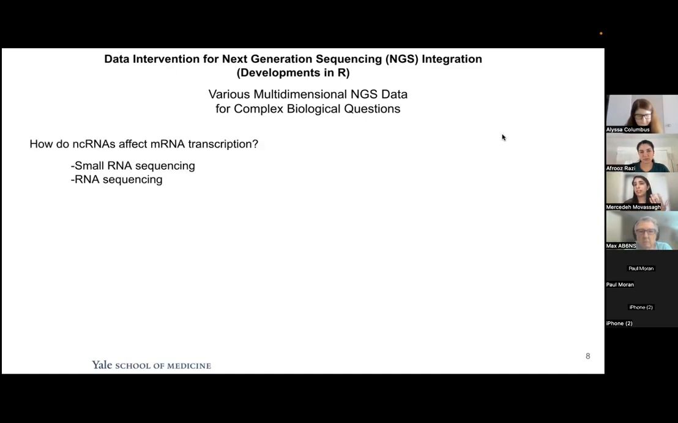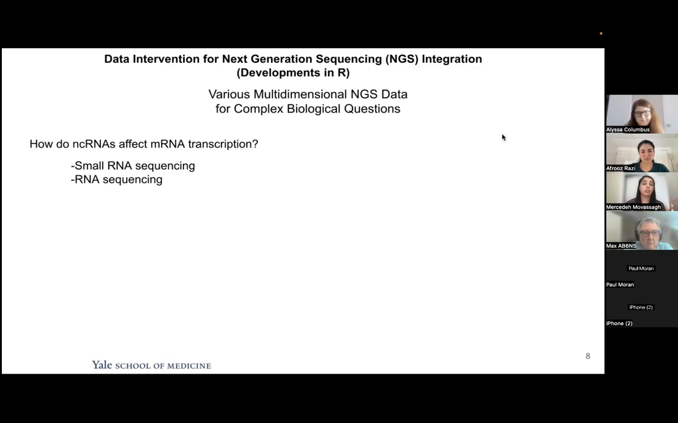An example question that we have answered is, for example, asking a simple question of, are there particular non-coding RNAs that affect the transcription of mRNAs? You have to incorporate two data sets. One is a small RNA sequencing data set, and the other is an RNA sequencing data set.